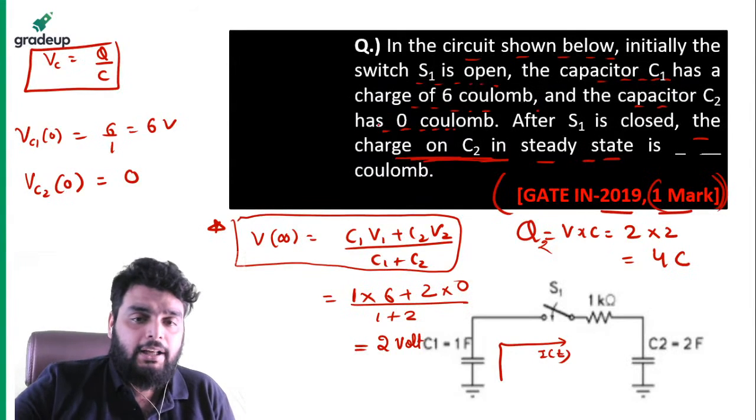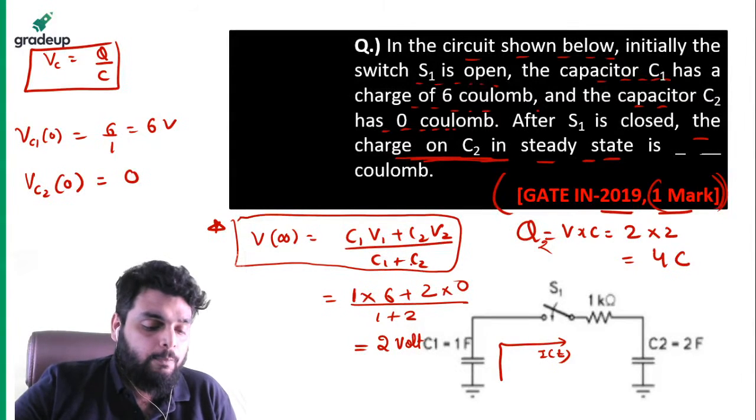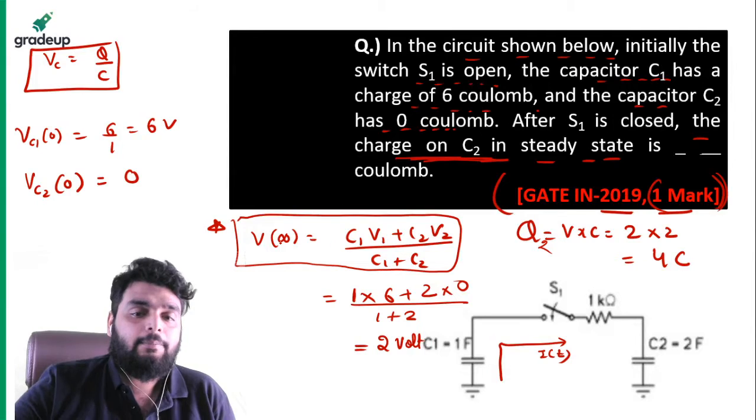This you are asking, beta. In this, the denominator is C1 plus C2. So it will be 1 plus 2, 3. Okay.